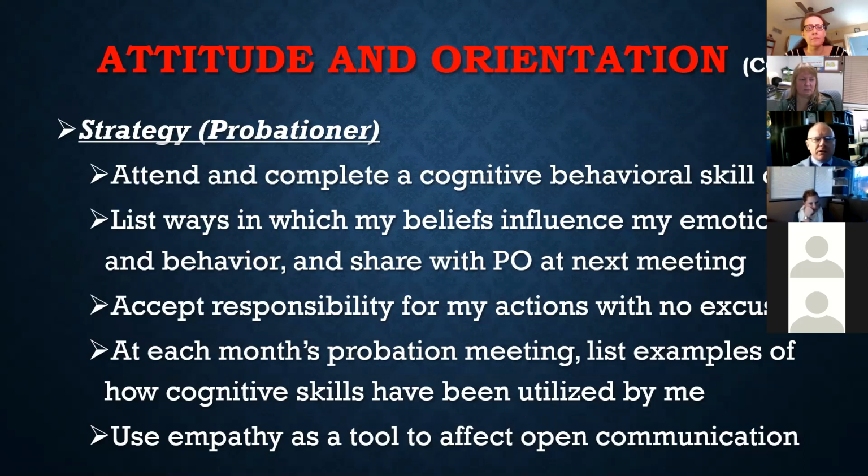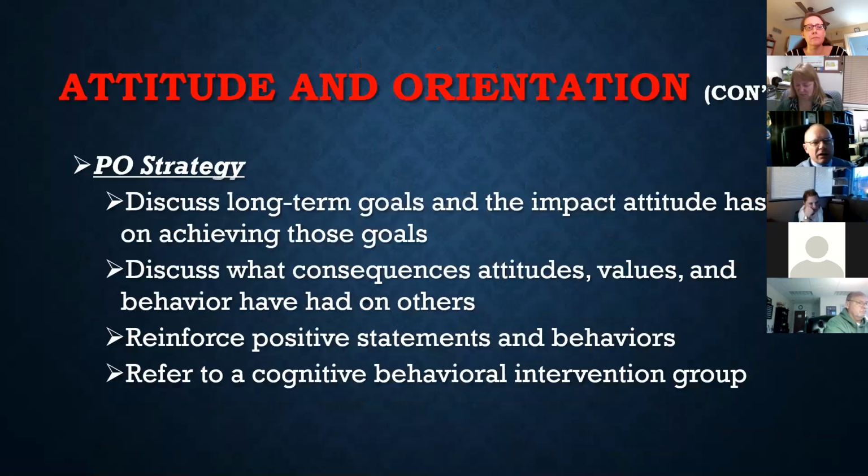So this is something that the probationer is going to work on with the probation officer, and these are built in collaboration with the probationer. All right, this is not something the PO says. This is what you're going to do. We're going to talk together and build a strategy on how we can reduce and meet those goals. And this is the PO strategy, and this is where the fair, firm, trust of a probation officer is that you need to follow through. Discuss long-term goals and the impact attitude has on achieving those goals.